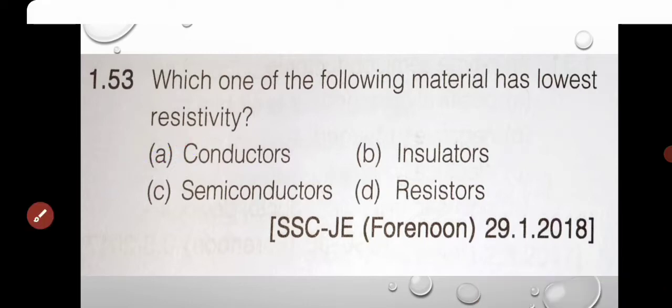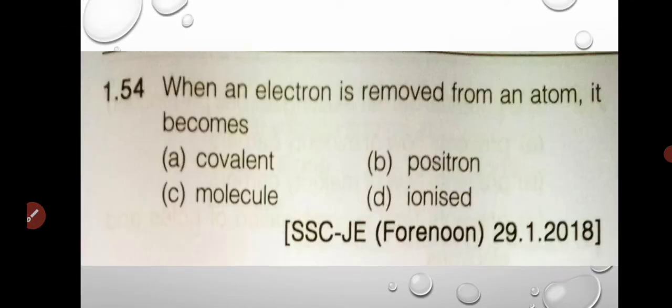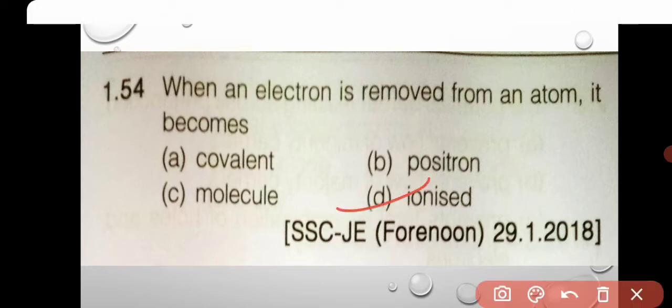Now the next question, that is when an electron is removed from an atom it becomes... its correct answer will be option D, that is ionized. If we talk regarding its explanation, if you remove an electron from an atom, then there will be more protons in the nucleus than the number of electrons, therefore it becomes a positive ion. So if you remove an electron from an atom, it becomes ionized. So its correct answer will be option D, that is ionized.